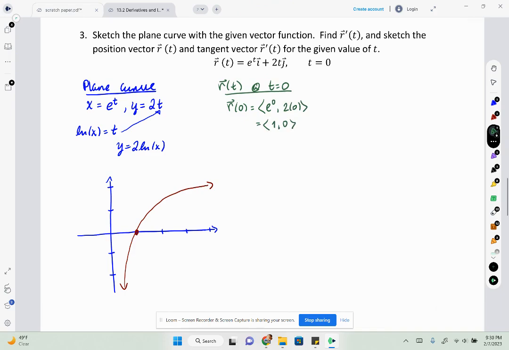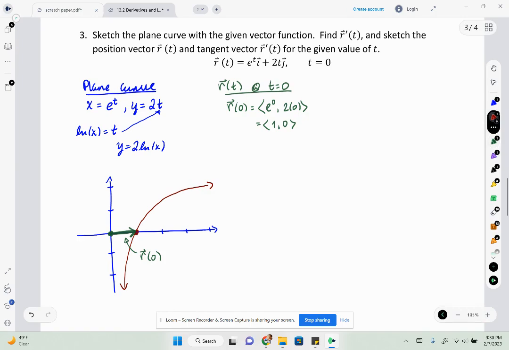So the position vector at t equals 0 starts at the origin and then moves over by 1 along the x-axis and stops at the point 1, 0. And it points there. So this is my r of 0. That's what they mean when they say sketch the position vector.